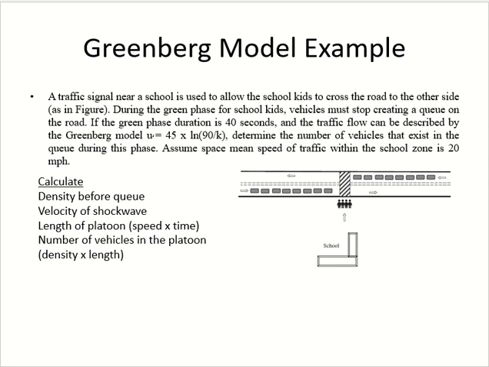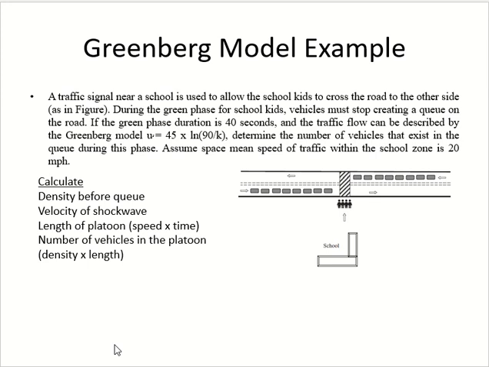Okay, Greenberg model. First of all, what was the Greenberg model? It is given here. This is the Greenberg model, so it has ln, the natural log, in it. This was the constant. What was this one? Anybody remembers? What does this 90 indicate? It's a constant, yes. Which one? Jam density. So jam density, and this was C, some sort of speed. But it's a constant, 45.